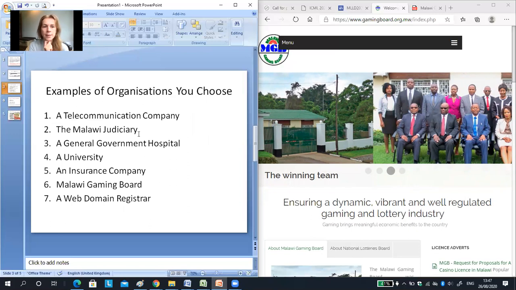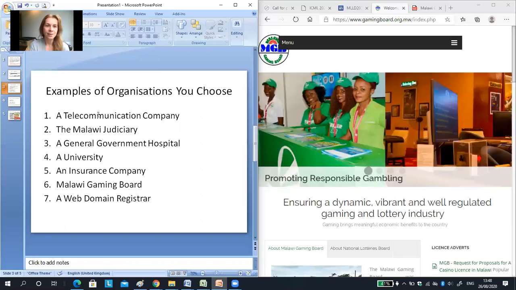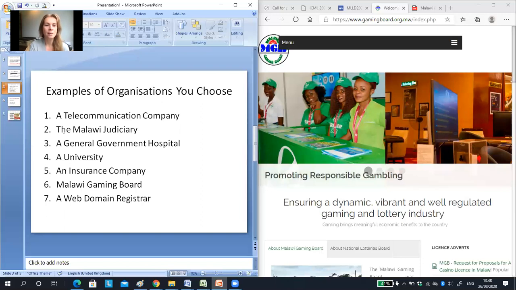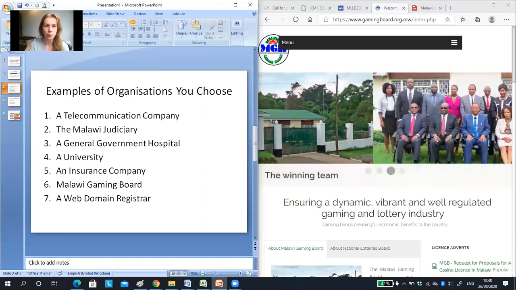These are some of the examples that you chose in the assignments that have been submitted already. A telecommunication company. Somebody looked at the Malawi judiciary. Somebody looked at the general government hospital, a university, an insurance company, Malawi Gaming Board, a web domain registrar, and these are all very good. Let's take as an example the Malawi Gaming Board.